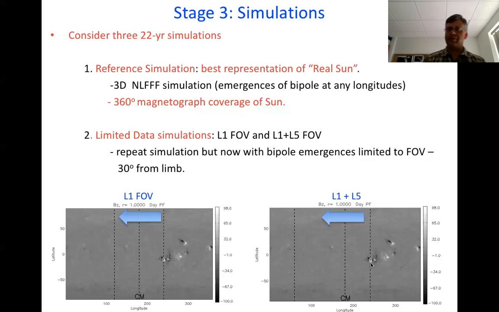So what we want to do is use this reference sun simulation as magnetograms of the sun. Within these limited fields of view, determine what bipole emergence is occurring, or what bipoles are within these fields of view. Then take these bipoles, rerun the non-potential simulations with the limited field of view data, and see how well we reproduce the reference sun simulation.